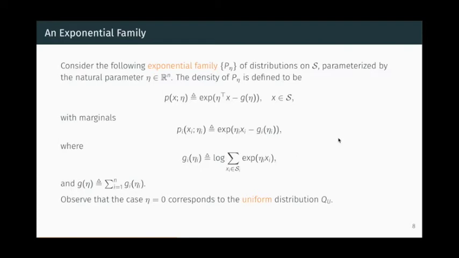Consider the following exponential family, P of eta. The parameter eta is any vector in R^n, and the density P eta is defined as the following. It's exponential, so of course we have this exponential form, and in the exponent we have eta transpose x. You can see easily that this distribution has independent marginals, and the marginals are also exponential. Here g of eta and g_i of eta_i are only constants that help normalize the density. I wanted to draw attention to the particular case eta equals 0, because if you put a 0 here, all of this becomes constant. So when you set eta equals 0, you recover the uniform distribution Q_U.